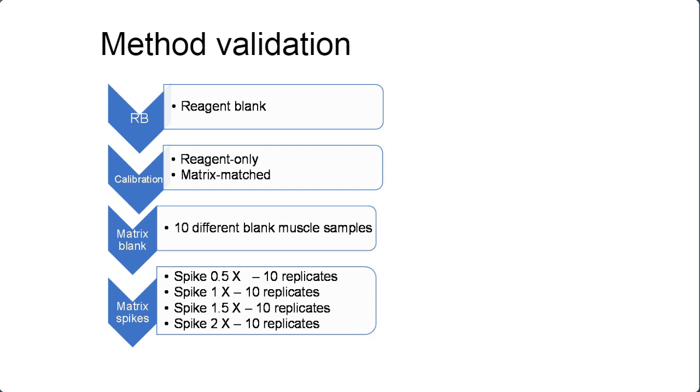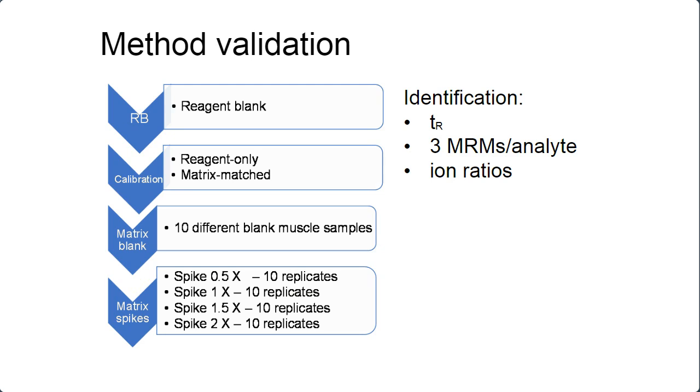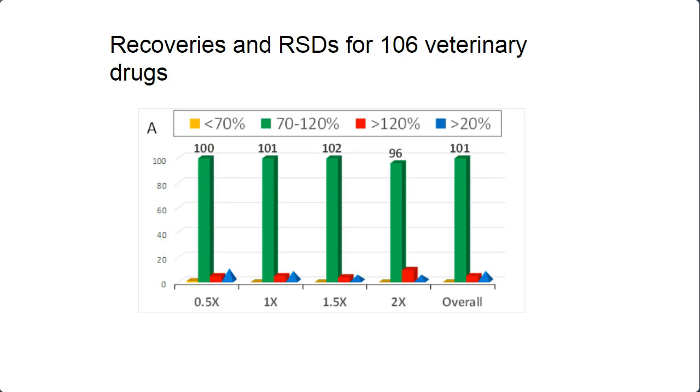For identification, we use retention time. When possible, for the majority of our analytes, we use 3 multiple reaction monitoring ion transitions per analyte. However, there are a few analytes that do not produce strong enough secondary MRM. In this case, we use 2 transitions and ion ratios. So based on this validation, here are the results for catfish.